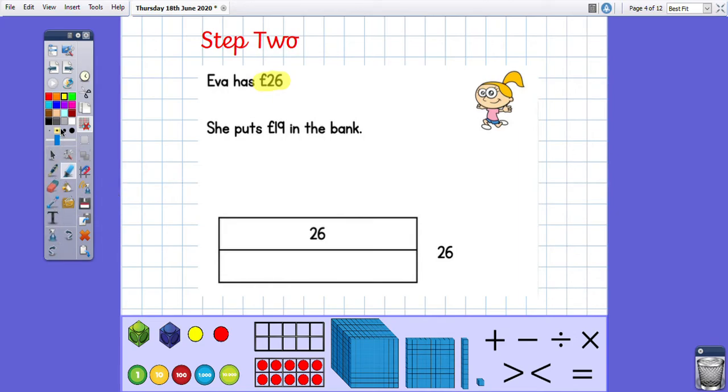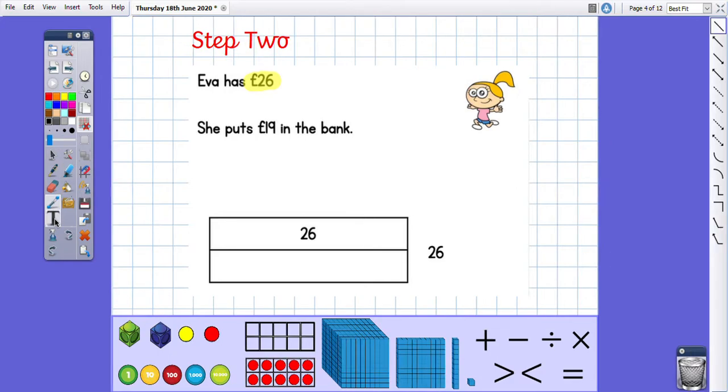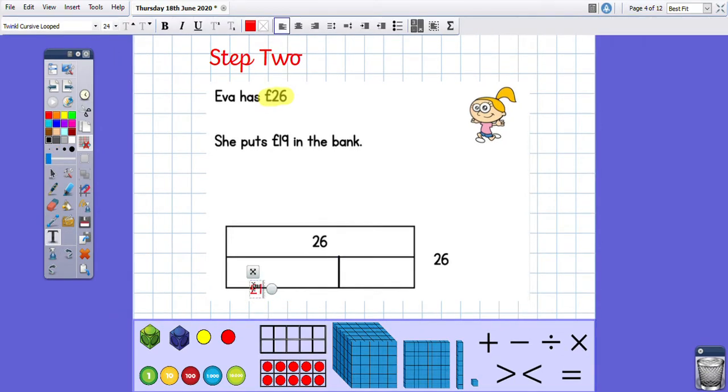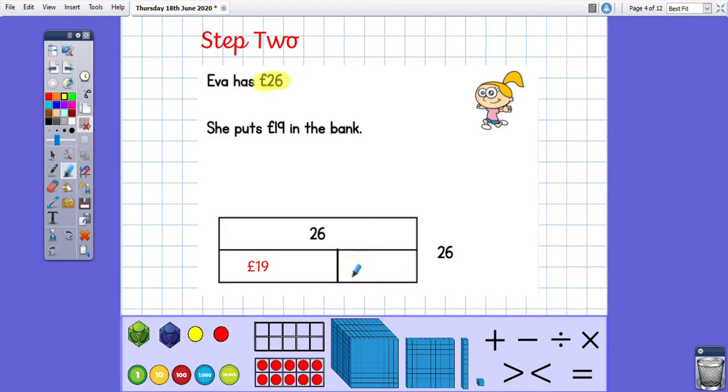So we need to, oh dear, I'm going to split the bar in two. We know that she puts £19 into the bank. We need to know how much she has got left. So how much fills this bar?